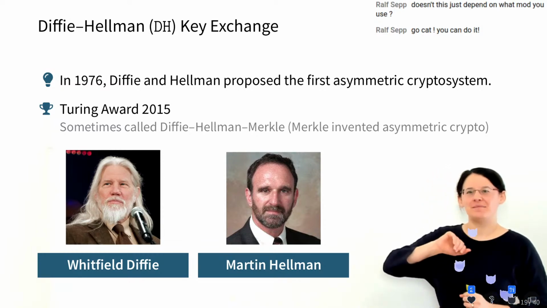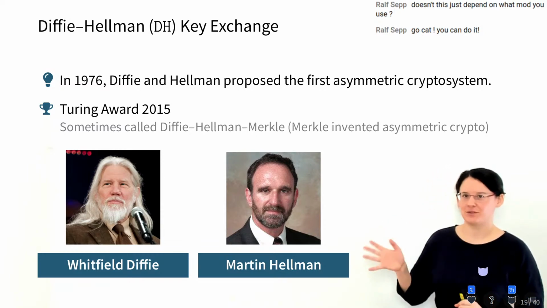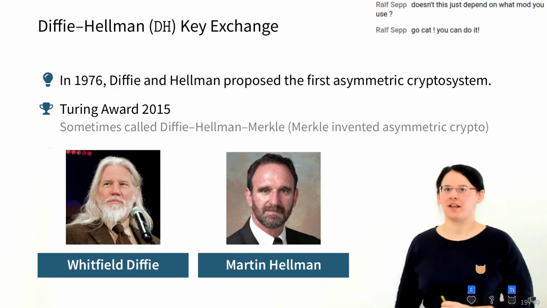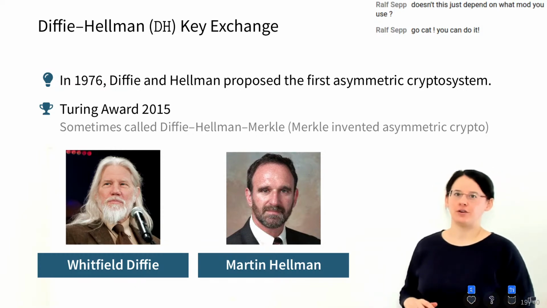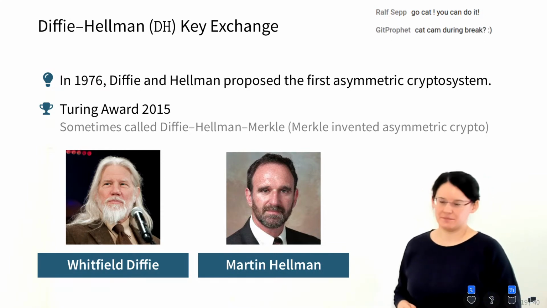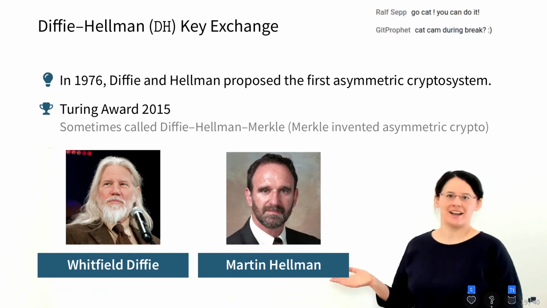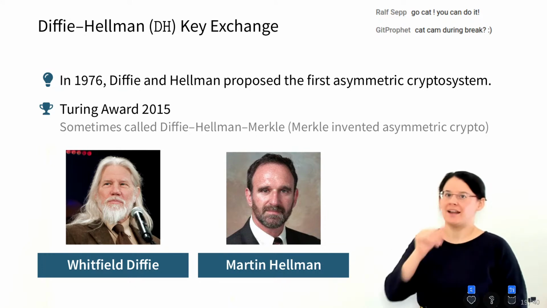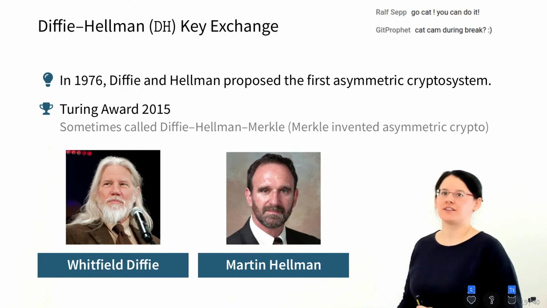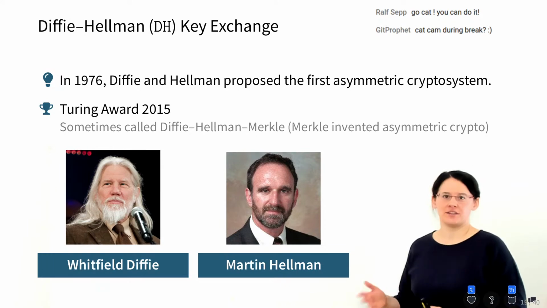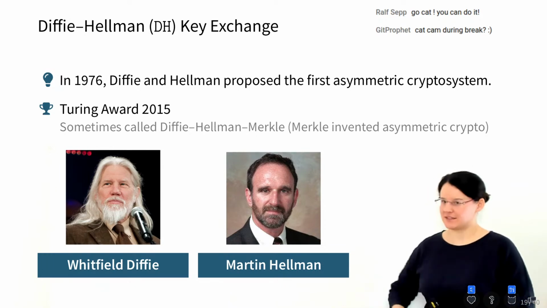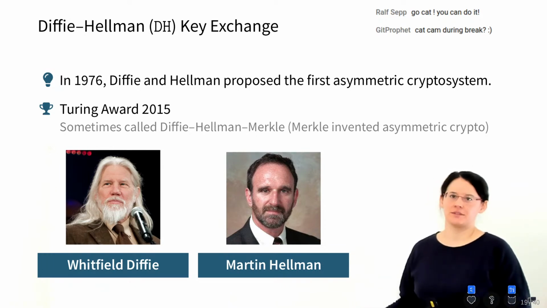Okay, so why is this encryption scheme so famous? Well, there are two reasons. First, it was actually the first asymmetric crypto system that was proposed, so it had an extremely high innovation factor at the time. And the second reason is that it's also extremely versatile. The general idea that they are using is the basis for a lot of other schemes.